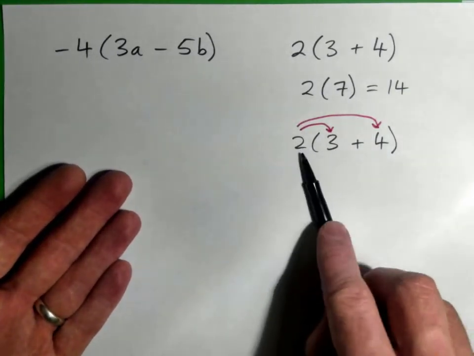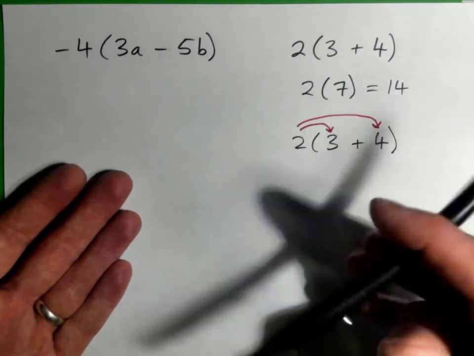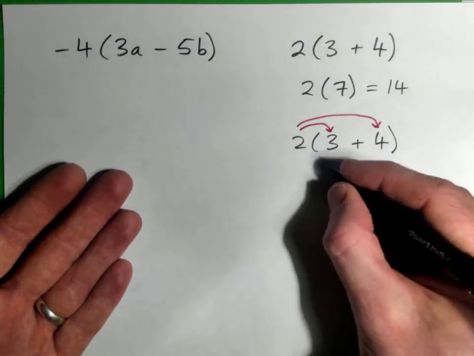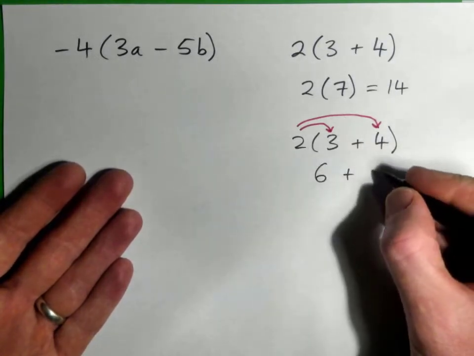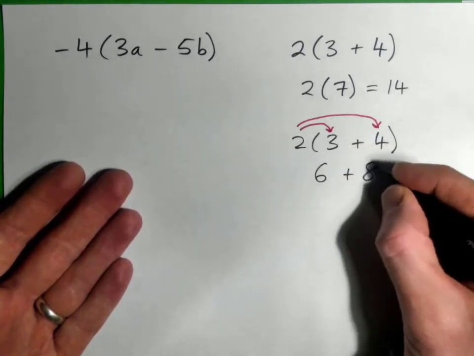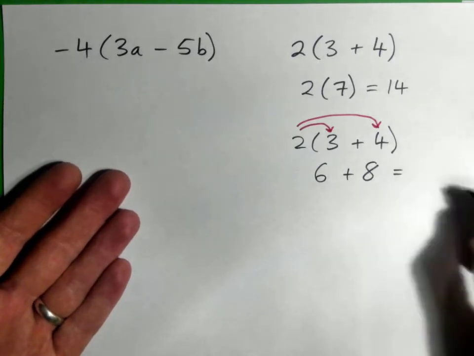2 times 3 is what? 6, yeah. And 2 times 4? 8. Now, what's 6 plus 8? 14. Right. So that's the distributive property.